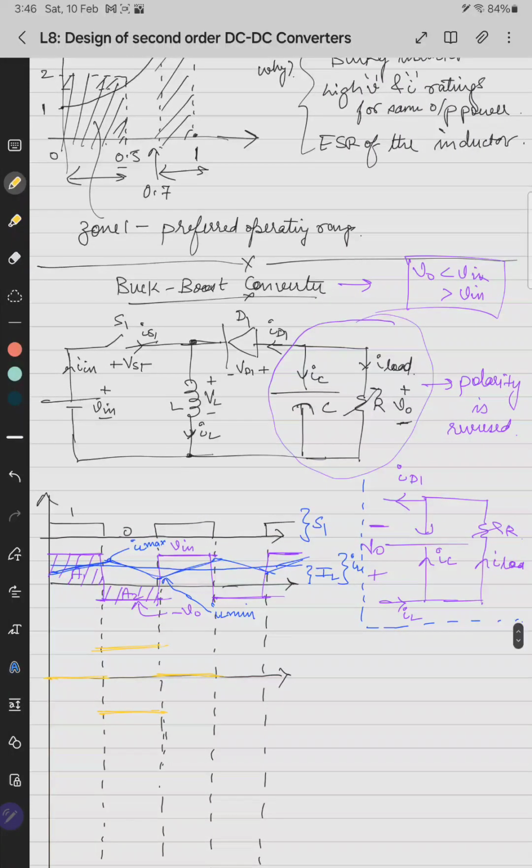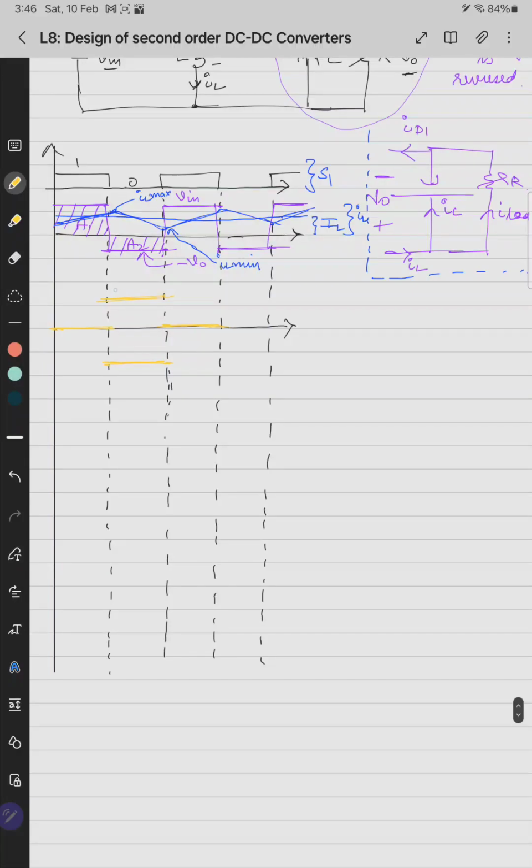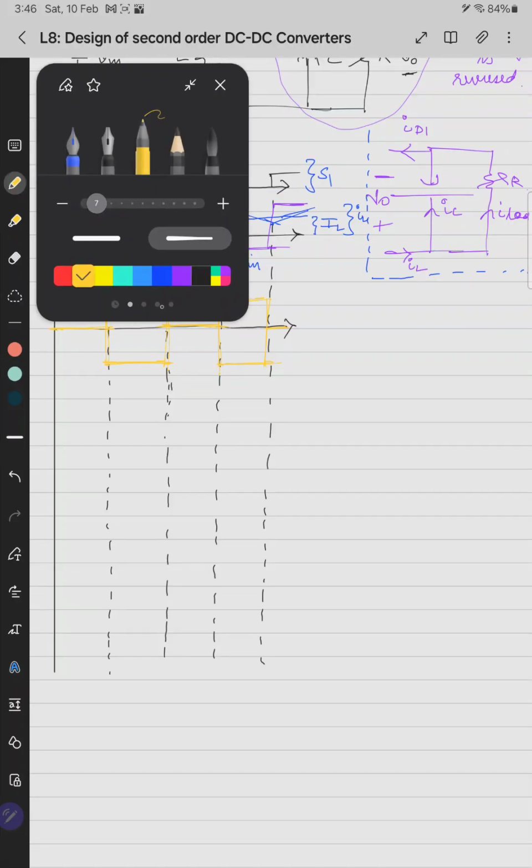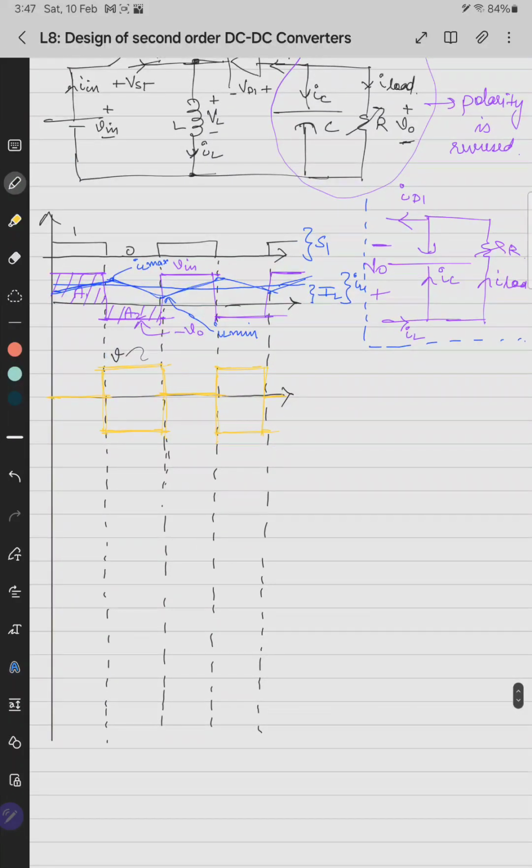Why? Because V naught can be greater than or less than V in. So this will be V. I'll write with the blue. So this will be V in minus V naught or minus of V in minus V naught. This is for V in greater than V naught, and this is for V naught greater than V in. Why? Because it can do both boosting and bucking. This is waveform of Vs1.